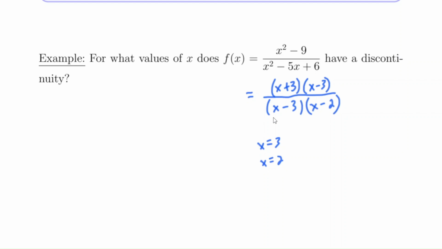Okay, now it doesn't matter that this x minus 3 factor cancels with this. We still have a discontinuity there. Now at x equals 3, it'll be removable. It'll be a hole in the graph at x equals 3. At x equals 2, though, we have a vertical asymptote. But the point is, it's still going to be discontinuous at those two values. If you were to graph this, there'd be a hole at x equals 3 and a vertical asymptote at x equals 2, but we'd still have discontinuities at those 2 points.